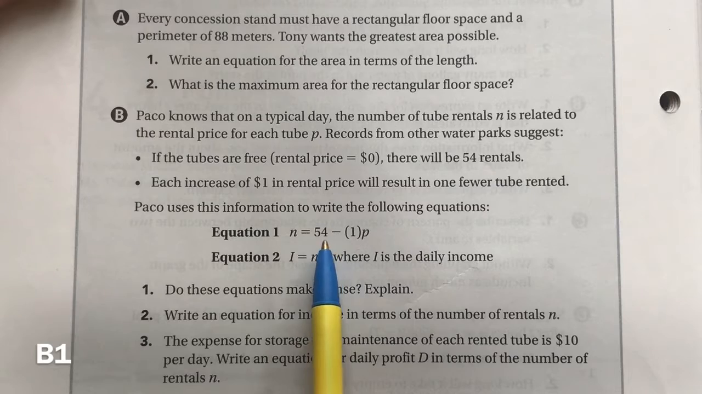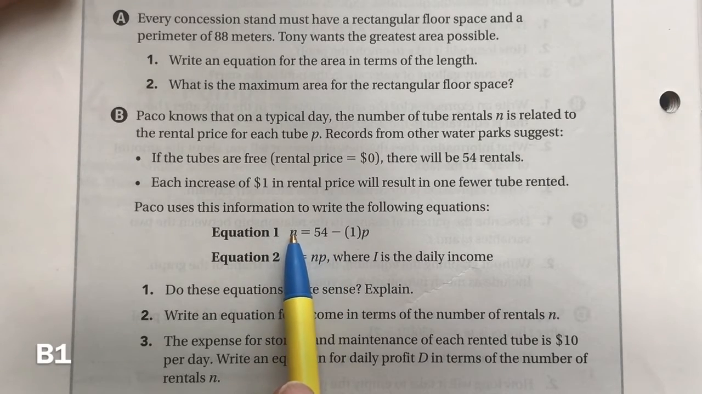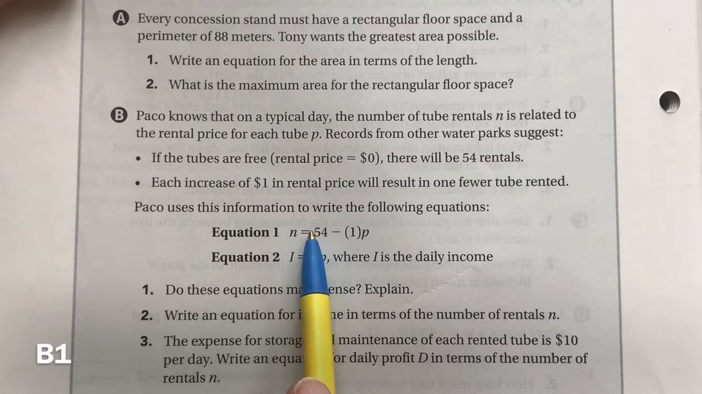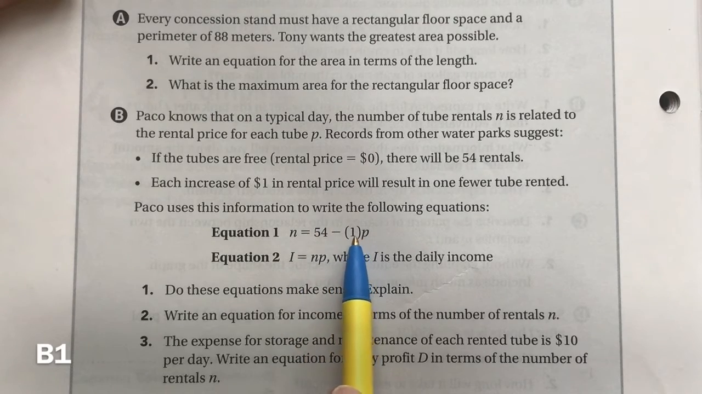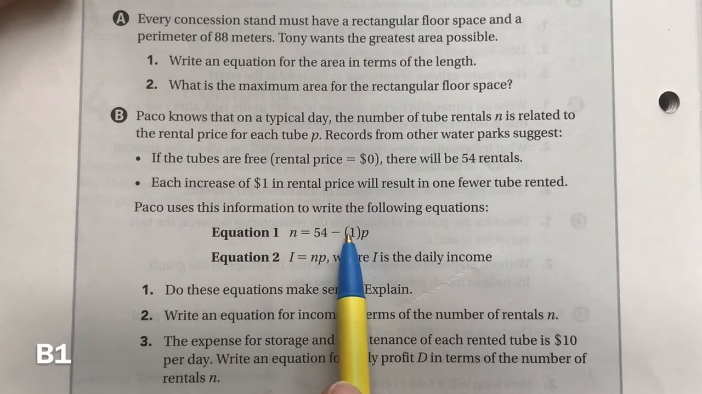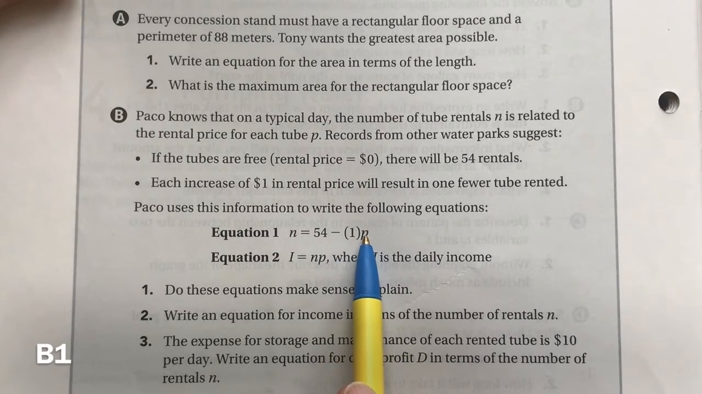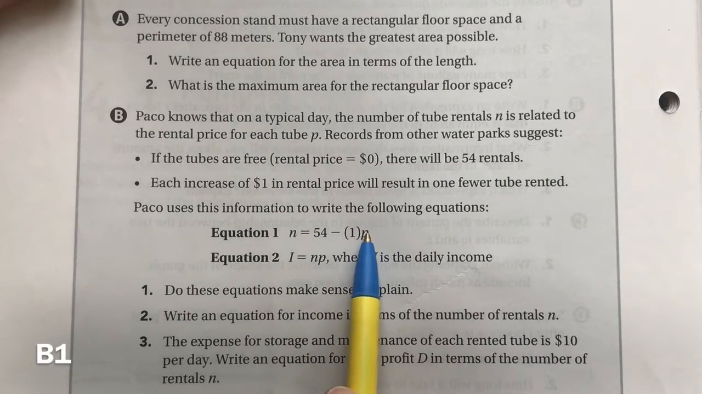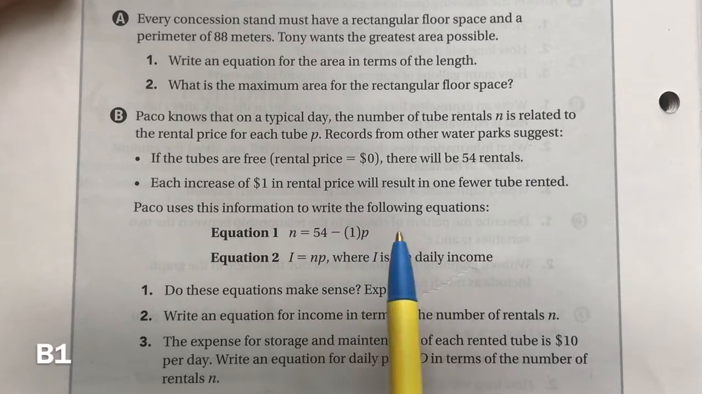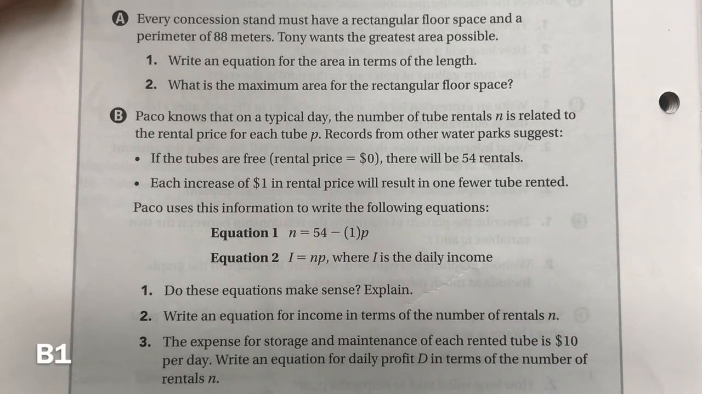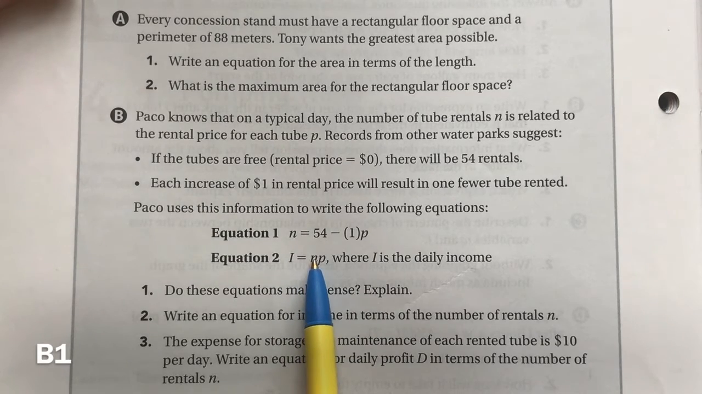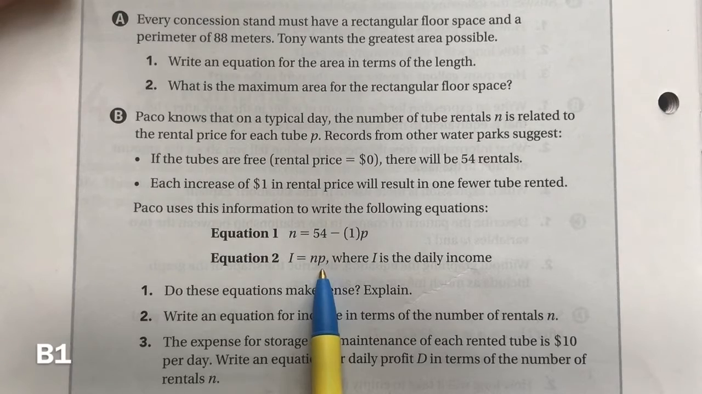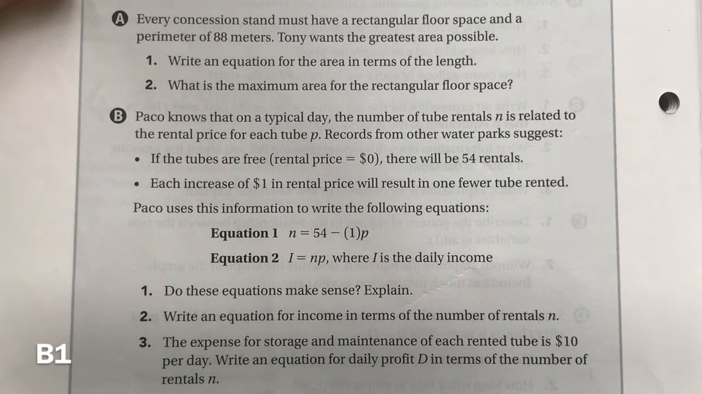So equation 1, what we're dealing with here is the number of rentals is equal to 54 total rentals minus 1 times the price. So if the price is 0, 0 times that price is going to be 0, so we get 54. But if I put a $1 in there, it's going to be decreasing in that case. So this one makes sense. So 54 minus whatever the price is, that's how many rental tubes will be rented. Equation 2, income is equal to the number of tubes rented times that price. So that's what they're trying to tell us in both of those cases. Okay, so we're going to make sure we understand each of those parts.